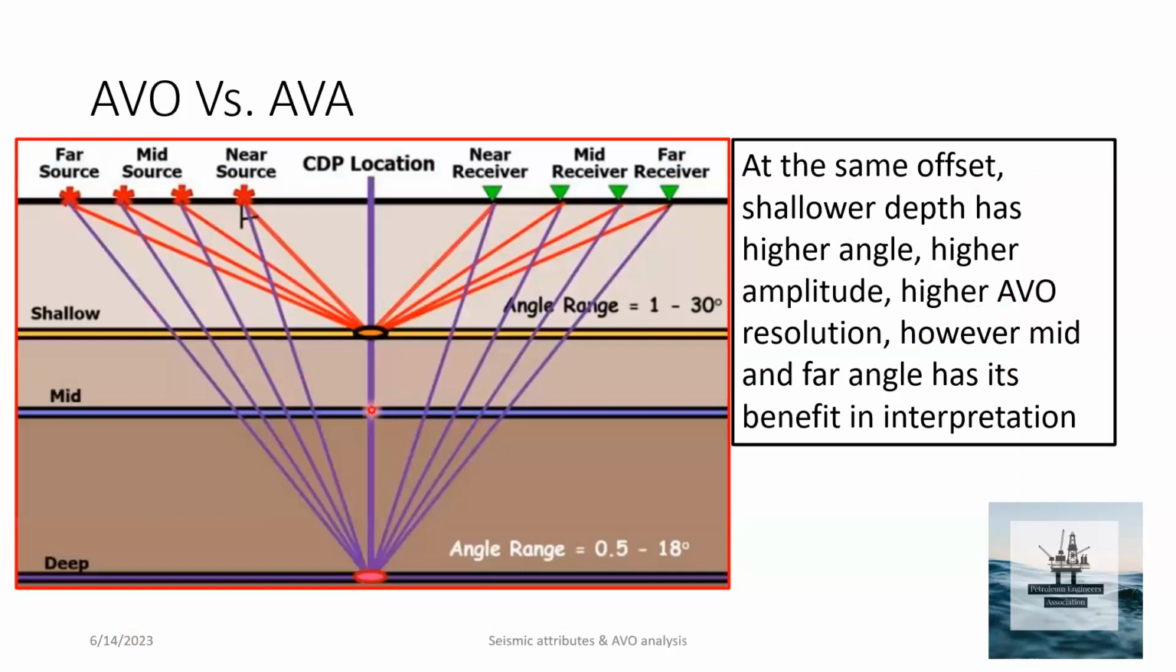AVO and AVA. The shallower the depth, the higher the angle, the higher the amplitude. At the same offset, shallower depth has higher angle, higher amplitude, higher AVO resolution. The shallower the event is, you will have a wider or higher angle, higher amplitude.